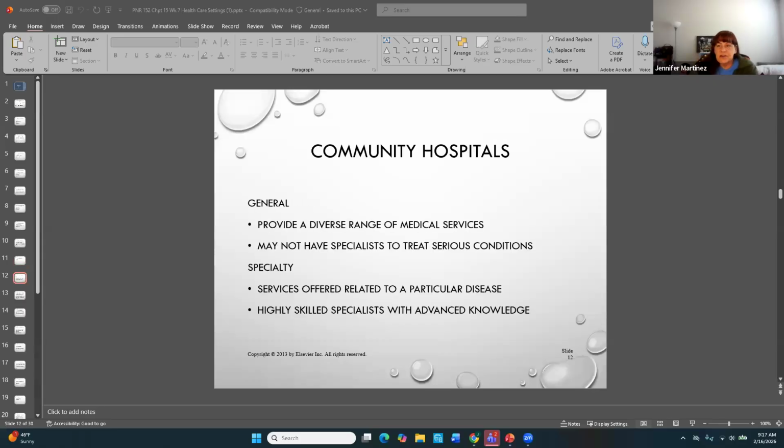Community hospitals provide a pretty wide range of medical services. Sometimes, though, with community hospitals, they may not have the specialists to treat serious conditions or other unusual conditions. And so if you have something really serious, you may have to be transferred to a different hospital.